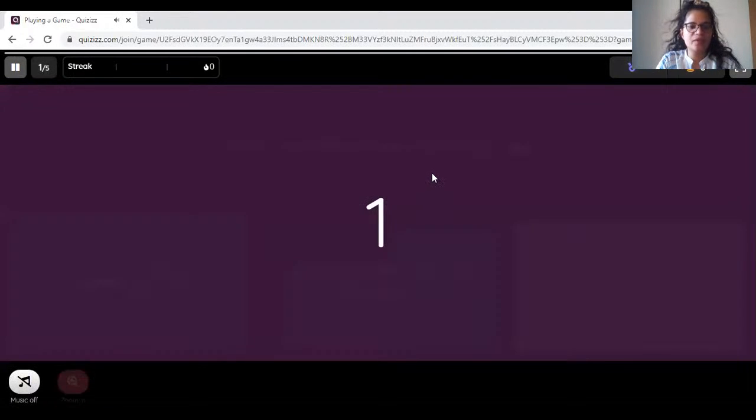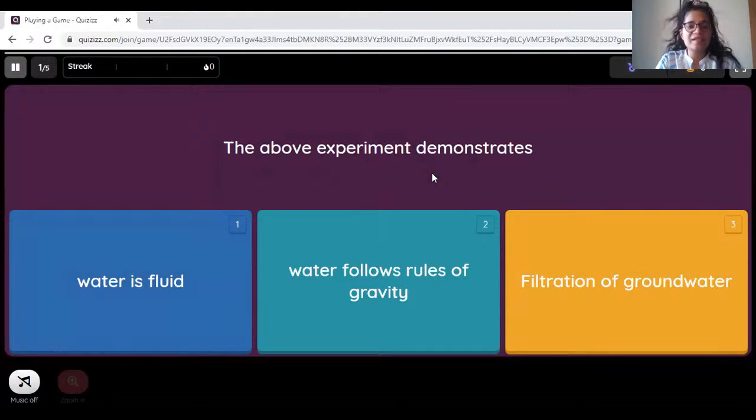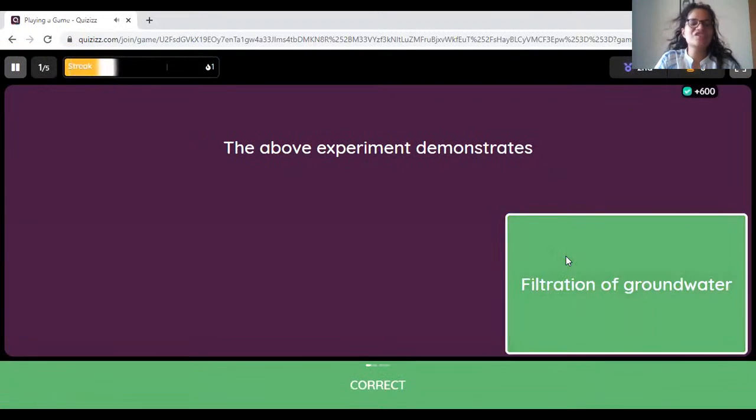First question: the above experiment demonstrates water is fluid. That is obvious, but we weren't demonstrating that. Water flows, rules of gravity. No, that was not what we wanted to understand through this experiment. It is filtration of groundwater. Yes, remember the name of the experiment? DIY water filter. So, filtration of groundwater. Good job, everybody.